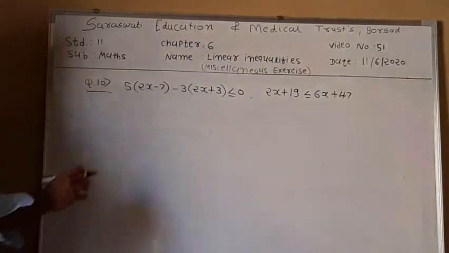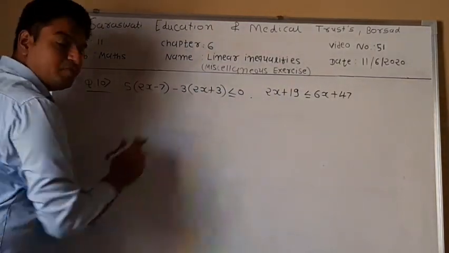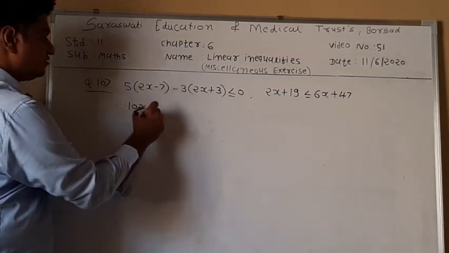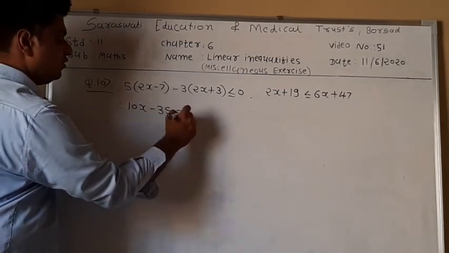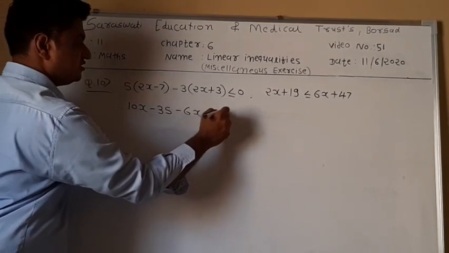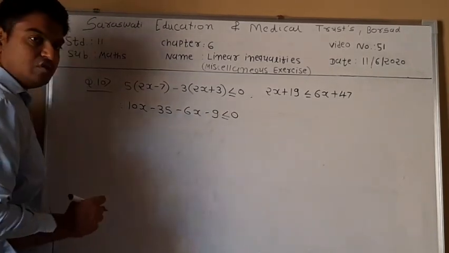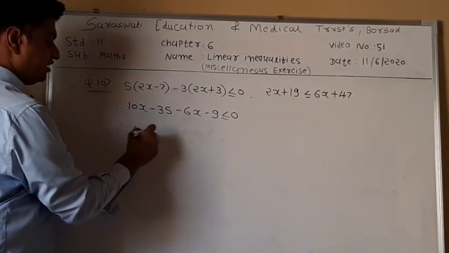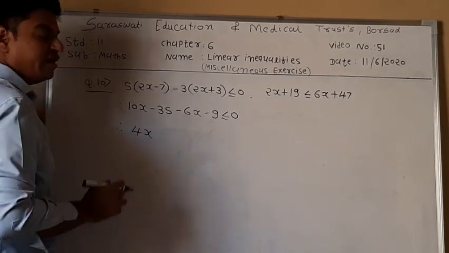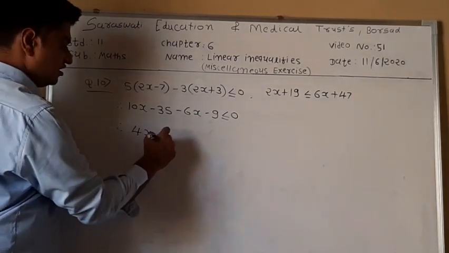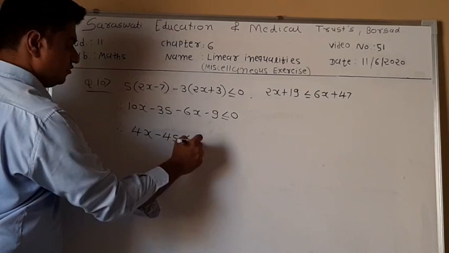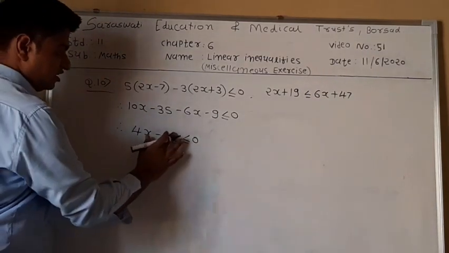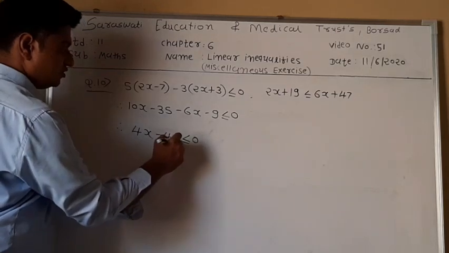So again, the same method applies. First of all, open this bracket. So 5 times 10x minus 7, 5 times 35... that is 10x minus 35, minus 6x minus 9, less than or equal to 0. 10x minus 6x, that means 4x, minus 35 minus 9, that means minus 44, less than or equal to 0.